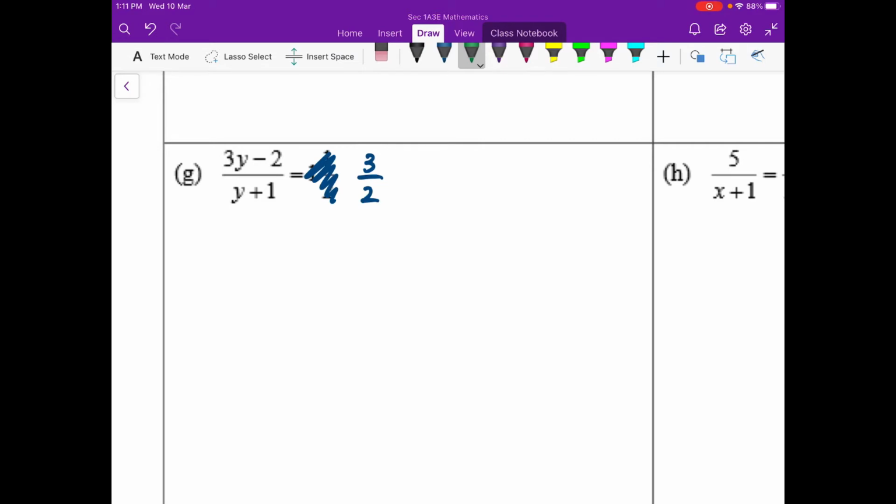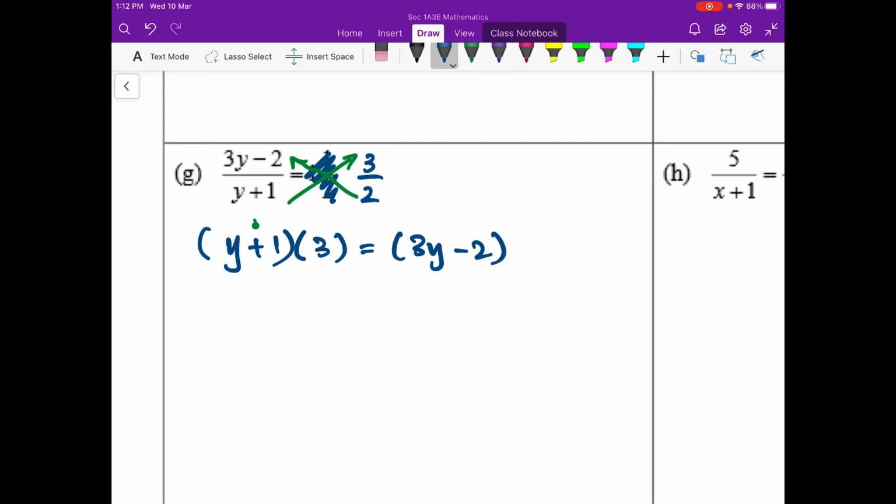When you have a fraction equal to another fraction, draw arrows as such to indicate that whatever is in the denominator of one of them multiplied by the other numerator, you get the same value, and vice versa. Okay, so here we get y plus 1 multiplied by 3 is the same as our 3y minus 2 multiplied by 2. Okay, in this way, we have removed the fraction already.